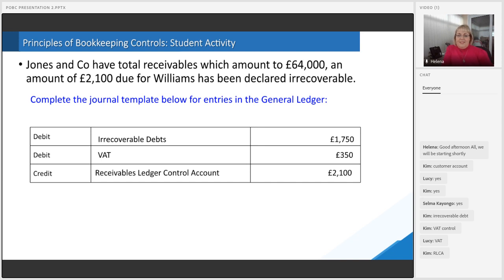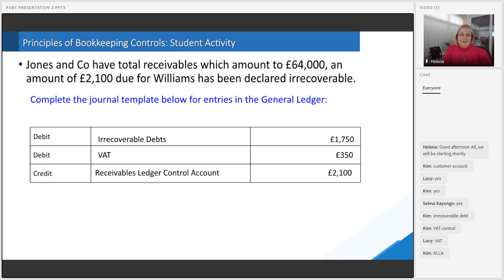2,100. And those are all the entries that will be required in the general ledger. And in terms of your assessment, that's all that's going to be expected of you. We've discussed previously that there would be a further entry into the receivables account of Williams, but we don't have to concern ourselves with that in terms of this aspect of the exam. Okay, that's really well done, guys, and that really concludes irrecoverable debt.